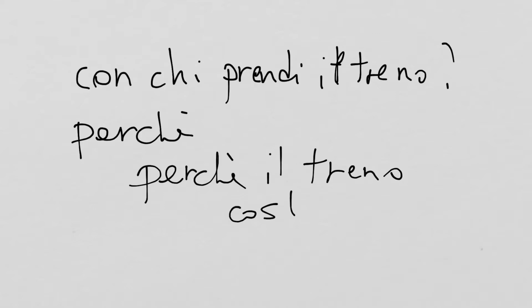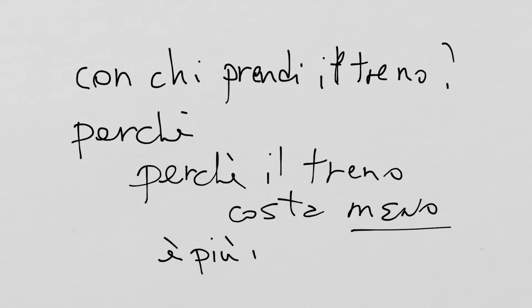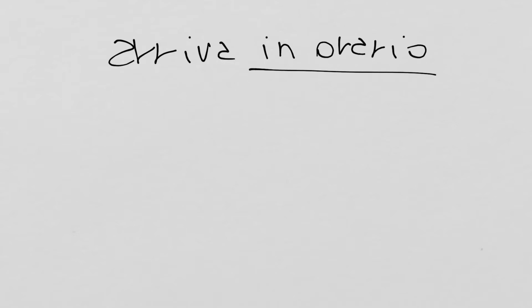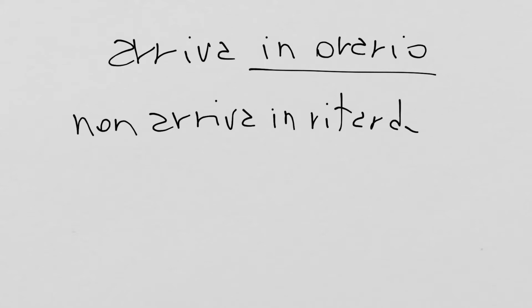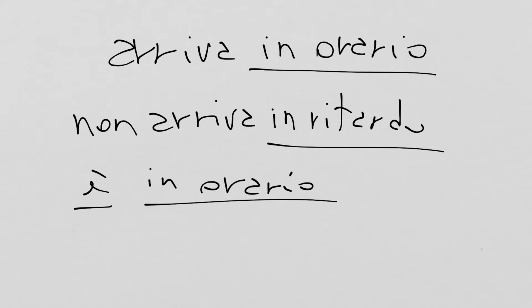Costa meno. Less. The train costs less. Il treno è più veloce. It is faster. Il treno arriva in orario. In orario means on time. It is not late. Or you can say non arriva in ritardo, which means does not arrive late. È in orario, is on time, is not late. And so you continue.